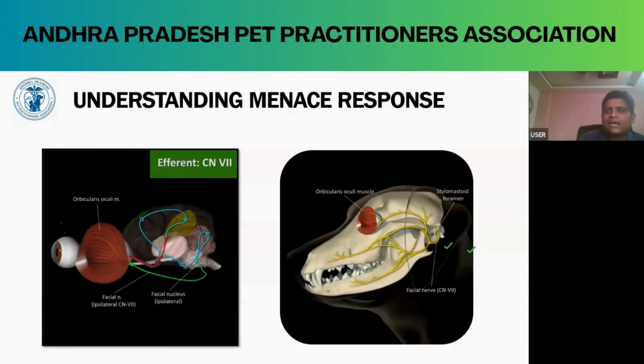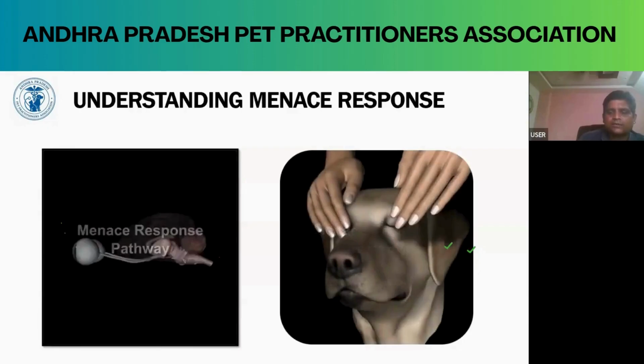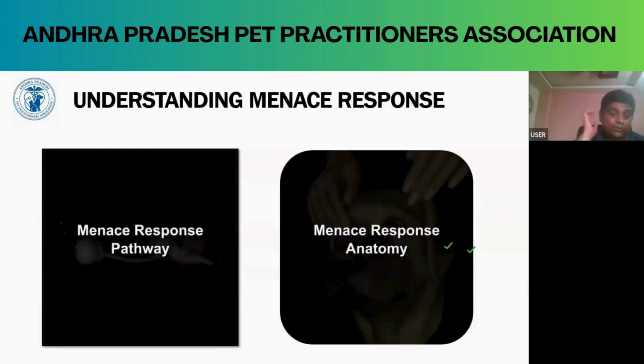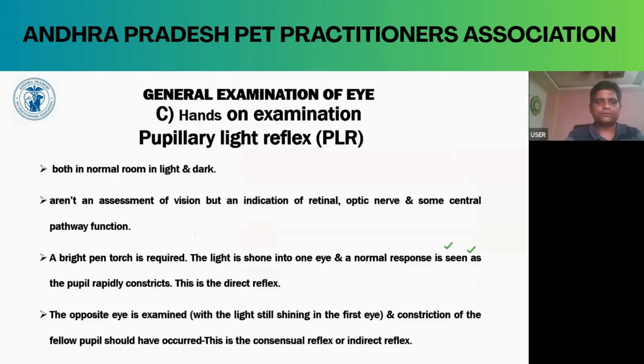So if the eyelid is not contracting, it indicates the menace negative. This is regarding the menace response. So menace response is nothing but, whenever you give the threatening gesture, the blinking or pulling the head away from the threatening gesture is known as menace response positive. If you're not observing those reflexes, it is negative.